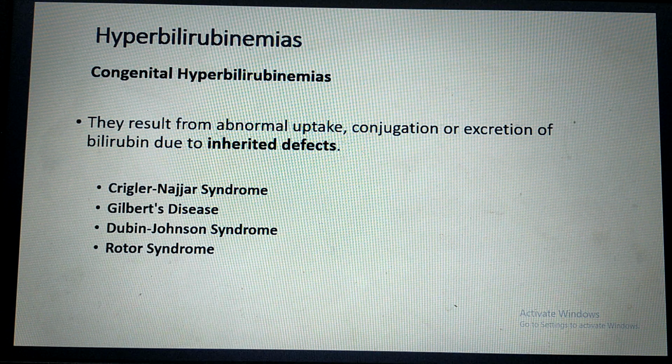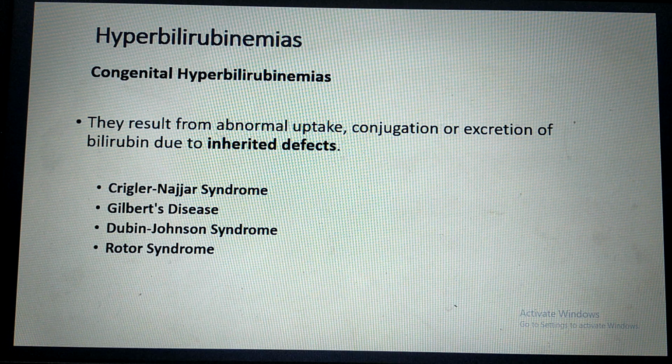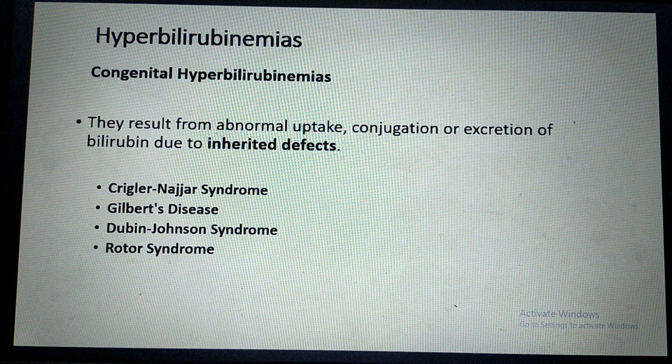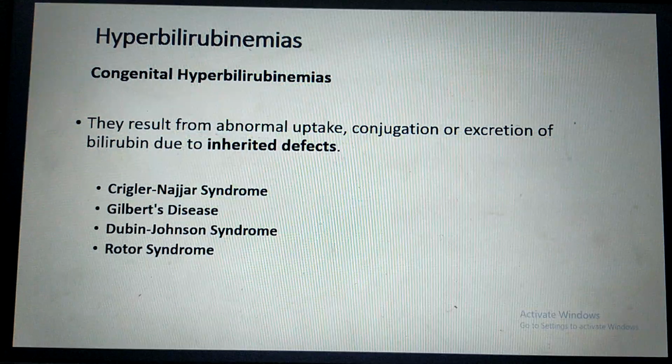In the last lecture, I told you three mechanisms for excretion of bilirubin. First, the liver cell will take the unconjugated bilirubin from the blood. In the liver cell, this unconjugated bilirubin is conjugated, and after conjugation, the conjugated bilirubin is excreted into the bile by the liver cells. So, depending upon this, there are four types of congenital hyperbilirubinemias: Crigler-Najjar syndrome, Gilbert disease, Dubin-Johnson syndrome, and Rotor syndrome.